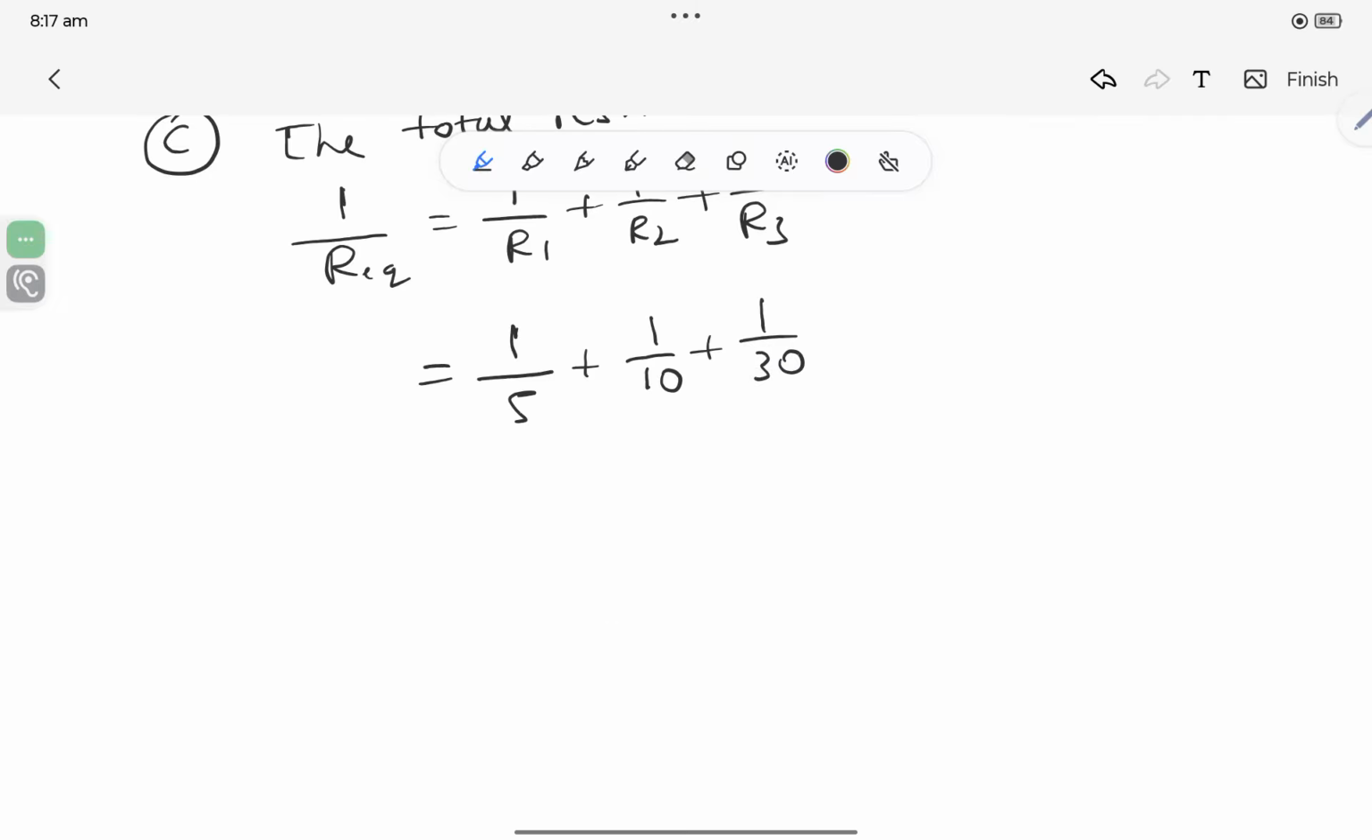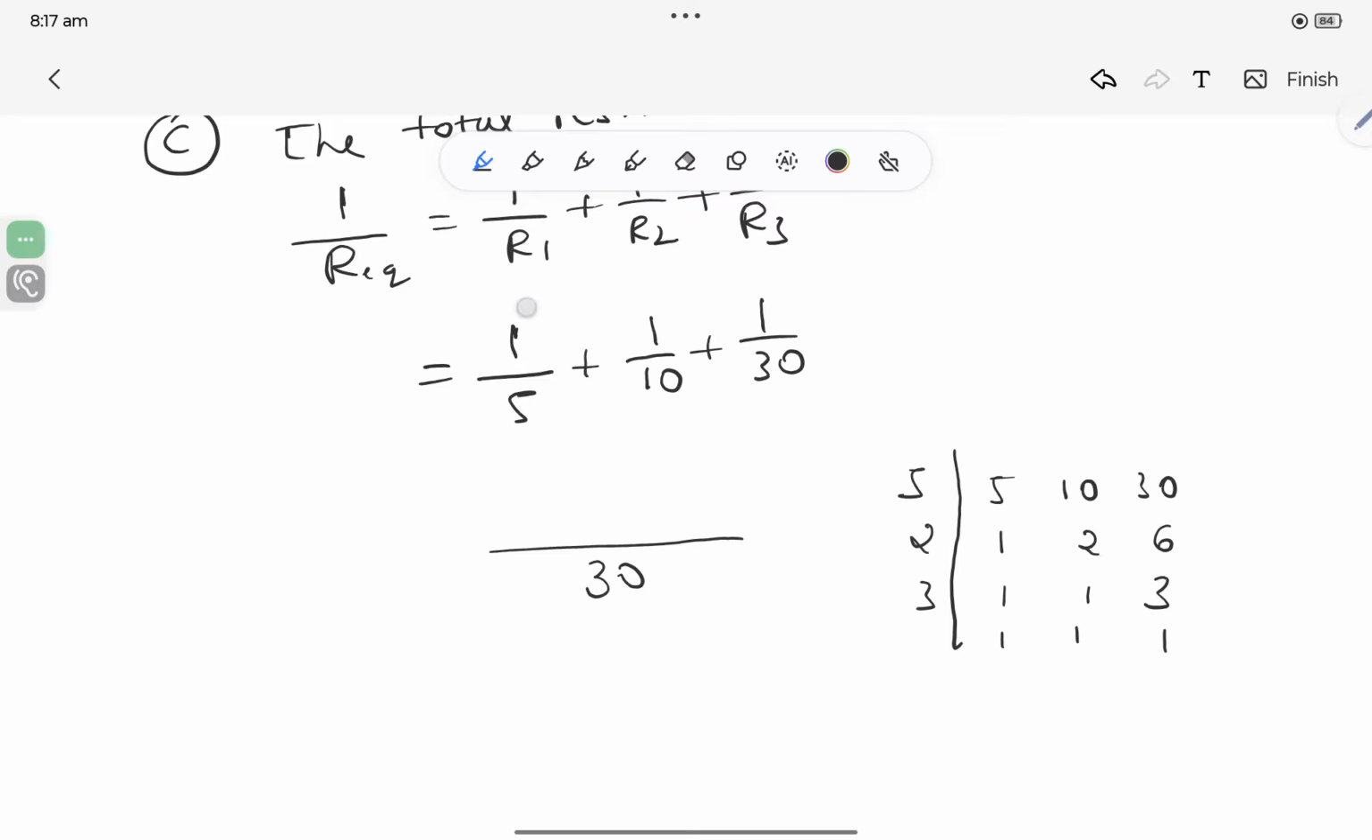Now we have to take the LCM of 5, 10, 30. The LCM is 30. 5 sixes are 30, 10 threes are 30, and 30 ones are 30.